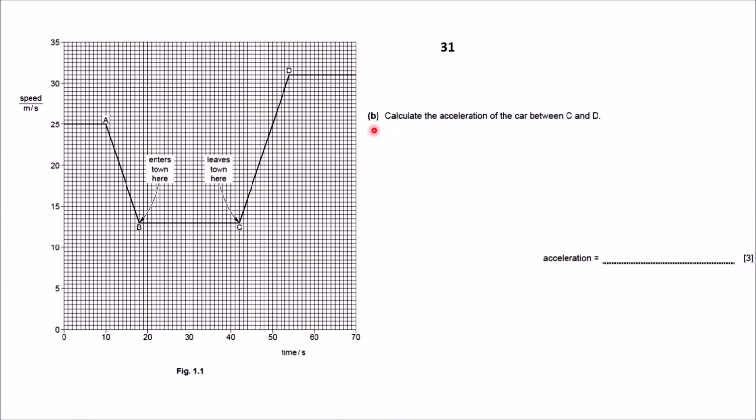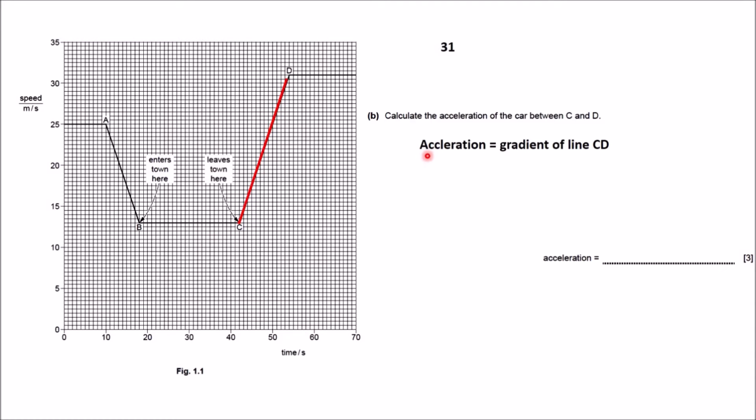Now this is part B of question number 1. Calculate the acceleration of the car between C and D. Jump on the graph. You can see this is the point C and point D. So this is the line we have, and we need to calculate the acceleration in this section. Remember one thing, if you have a speed time graph and you want to calculate the acceleration, it is equal to the gradient of the line. Here we have the line CD, so we need to calculate its gradient.